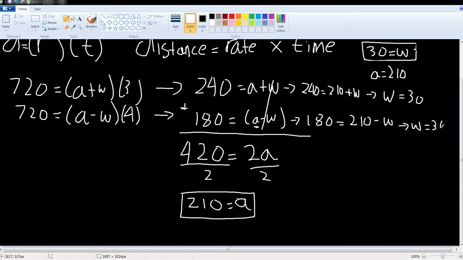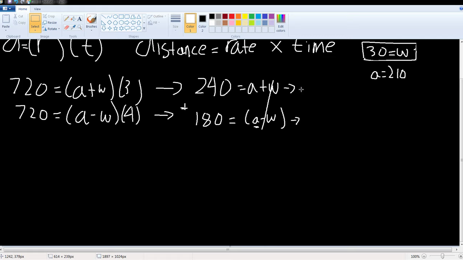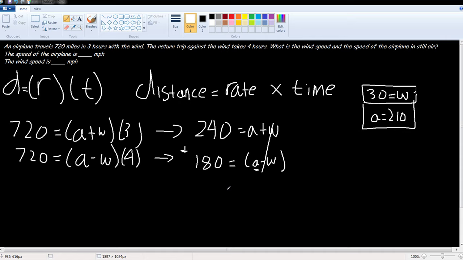W equals 30, right? Because 210 plus what gives me 240? That's 30. 210 minus what gives me 180? That's 30. So that's how we found what A and W are, or the airplane speed and the wind speed. So it's also important in math to always check your work, right? It would be quite unfortunate if you did all this work just to have it be incorrect. So in that case, let's check.